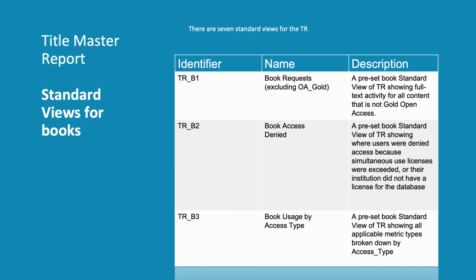TR-B2 is Book Access Denied, showing where users were denied access because simultaneous use, that is, concurrency licenses, were exceeded, or their institution did not have a license for the book. And TR-B3, this is Book Usage by Access Type, which shows all applicable metric types broken down by access type.